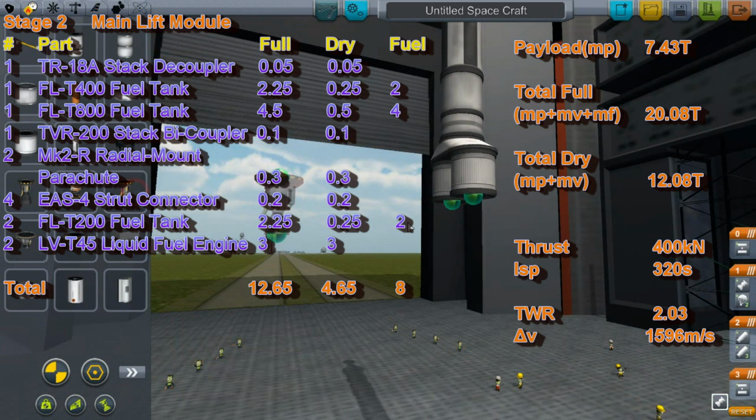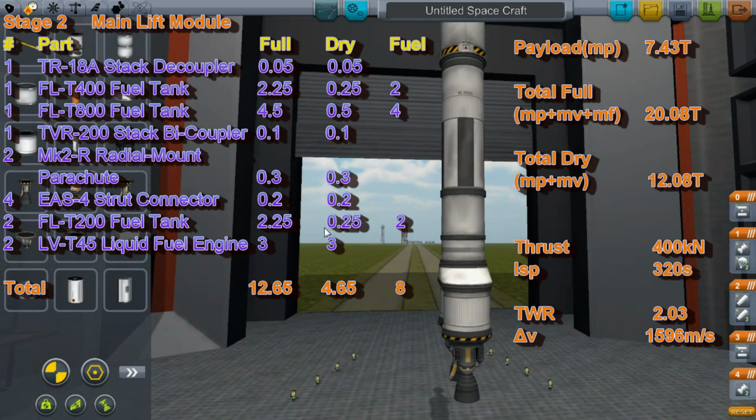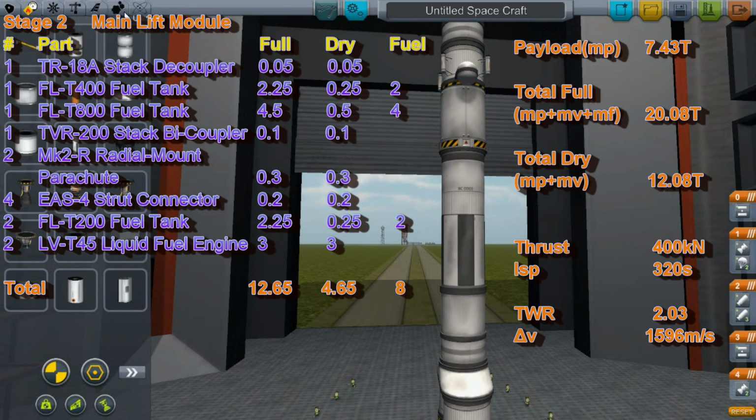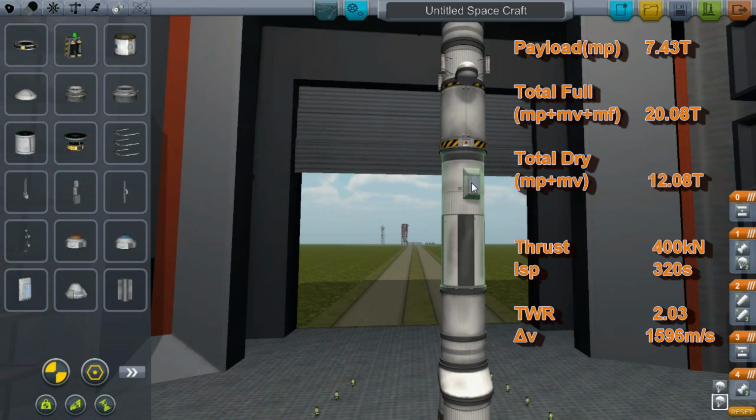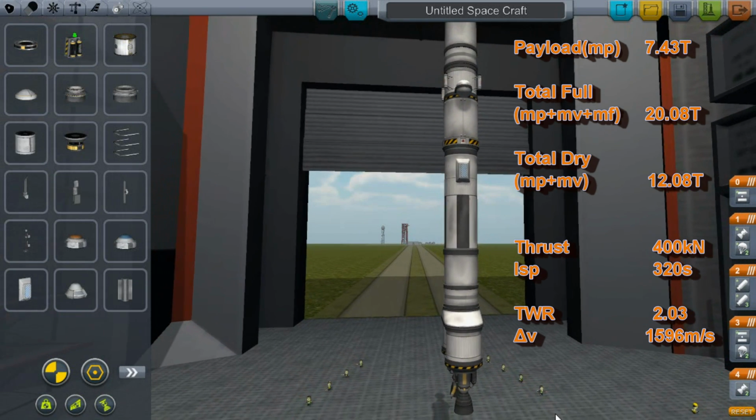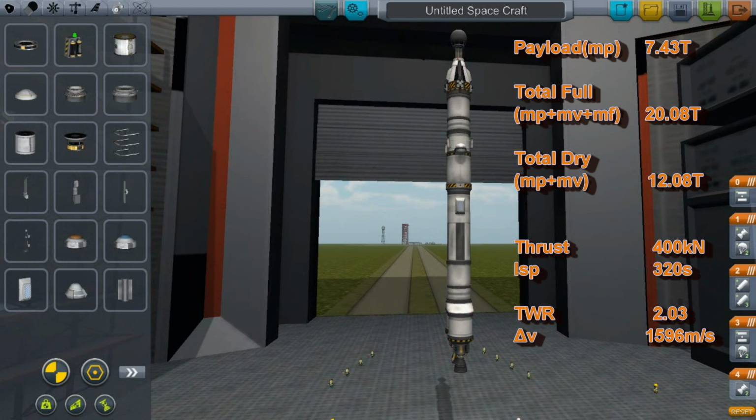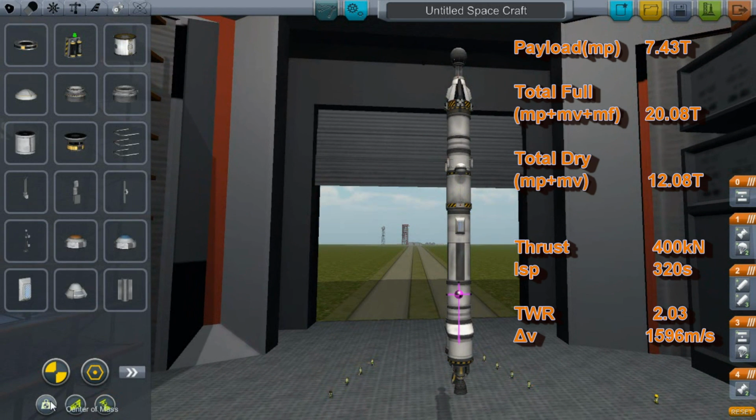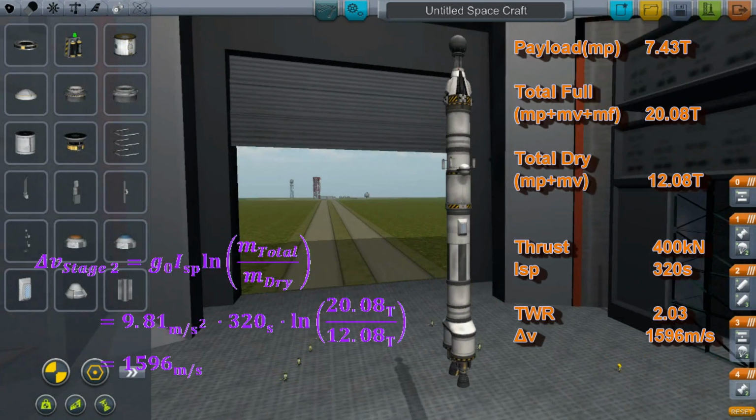With trick 4, this stage has 2 engines. Double the engines means we double the thrust, but it doesn't double the ISP. Remember, ISP is an efficiency rating, and it doesn't add together like thrust. So if the ISP is the same between all our engines, we just use the single value. In this case, we'll use 320 seconds because we're in an atmosphere, so we're using the ISP value for sea level on Kerbin. So now we plug in all our values and we get 1,596 meters per second of delta V for this stage.